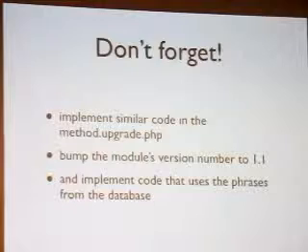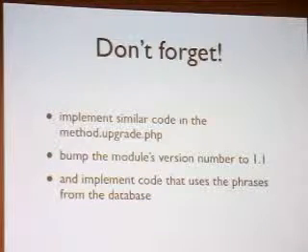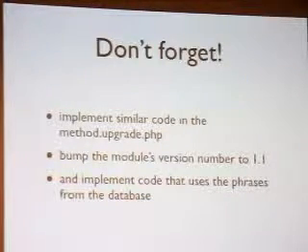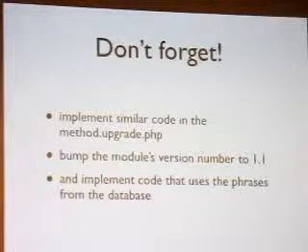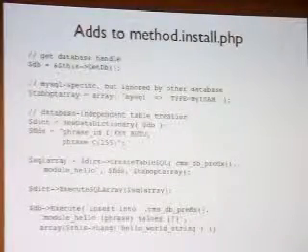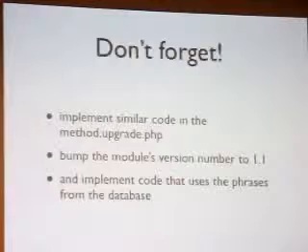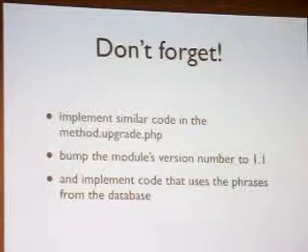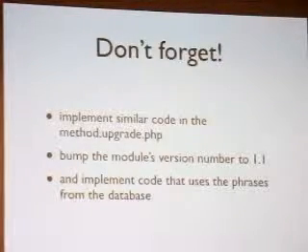Okay, now we've changed our install. Don't forget that we need to put this similar code into our upgrade method. So now if we're at version 1.1, which we've just bumped our module number to, we have to do all that same code where we're creating our database table. And we also have to implement the code that uses those phrases from the database.